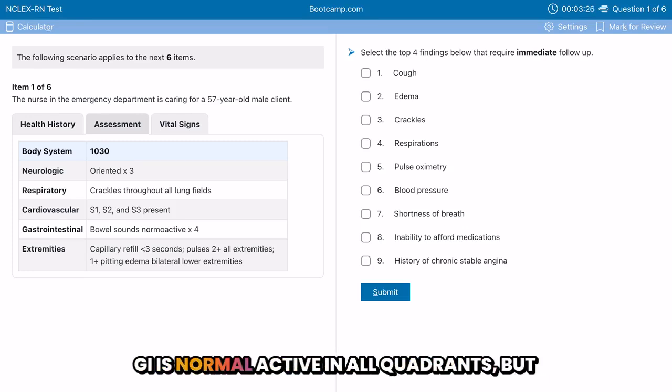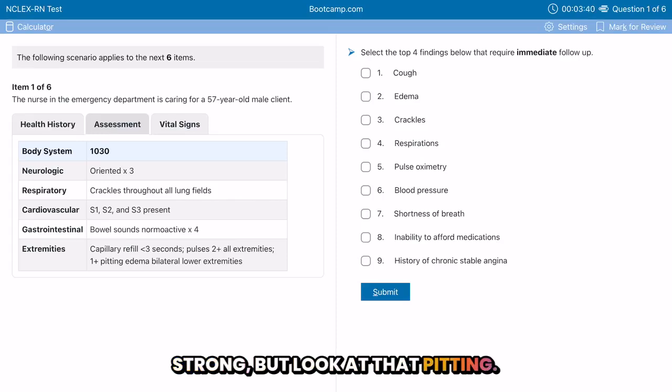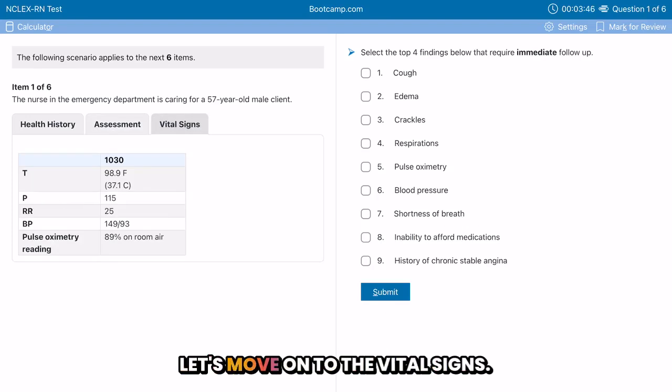GI is normal, active in all quadrants, but look at this extremities. Cap refills less than 3 seconds. That's normal. Pulse is 2+. It's pretty strong, but look at that pitting. You always want the pitting to be 0. This client, it's 1+. Let's move on to the vital signs.